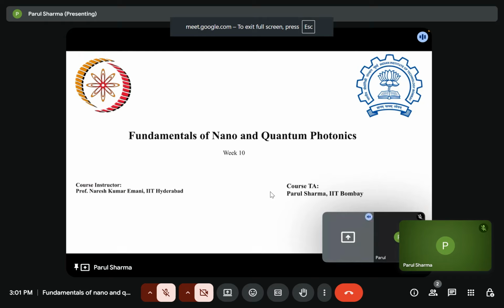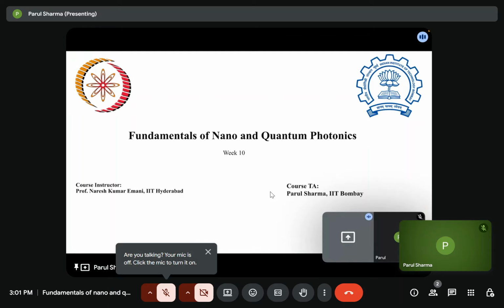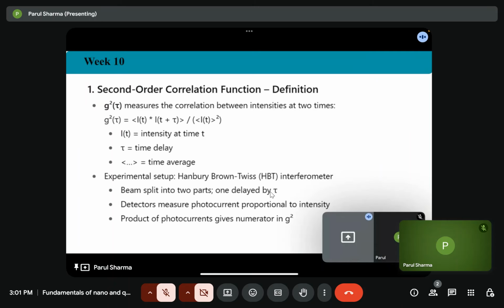Okay, so let's start today's lecture. This is the Fundamentals of Quantum Nano and Photonics course, and we are in the 10th week of this course, discussing quantum photonics. So last week, we talked about the necessary condition for the quantum nature of light.